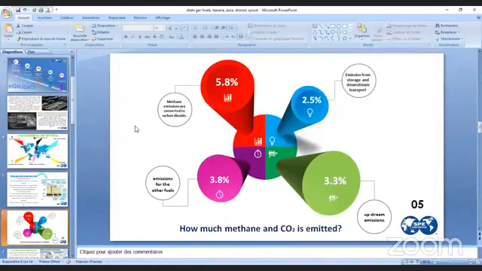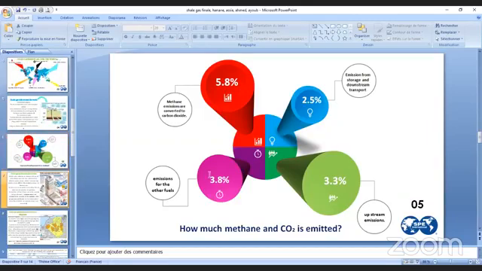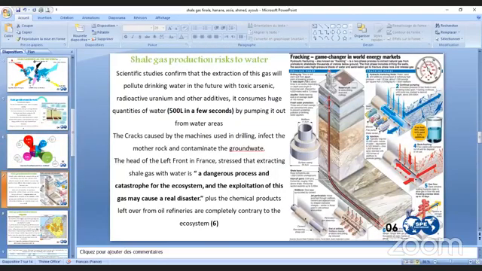Okay, this is when we compare the emission of methane and CO2, comparing shale gas to normal gas. We have a really huge number from shale gas methane emission. When we compare the emission of methane gas and CO2 comparing to other gas, shale gas will have the big percentage comparing to the others.